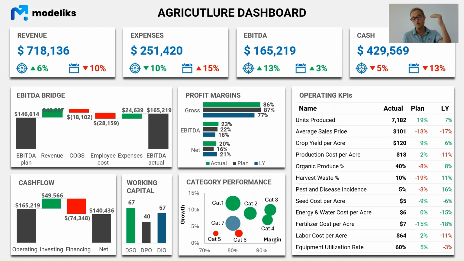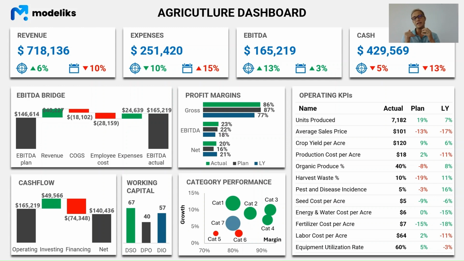We should either reduce the number of days that it takes us to collect our cash, or increase the number of days that it takes us to pay our vendors. And the last important KPI in working capital is the days inventory outstanding. What this tells us is how many days it takes us to sell our product from the time it becomes available for sale in our inventory. Well, it takes us 57 days. Probably there's room for improvement there.